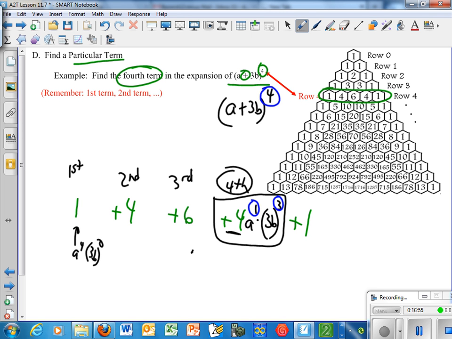So this term, now 3b to the third, would actually be 27b to the third, and then I have to do it times 4a. So 4 times 27 would be 108, and then we'd have an a to the first and a b to the third, and it would be a positive term. So there is the fourth term in that expansion. And again, if you want to do the whole expansion and then just list the fourth term, that certainly is okay. All right, and that is the lesson.